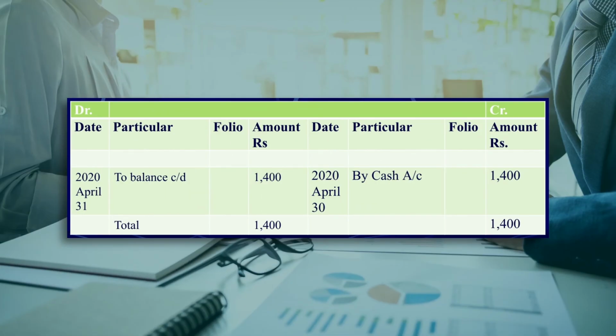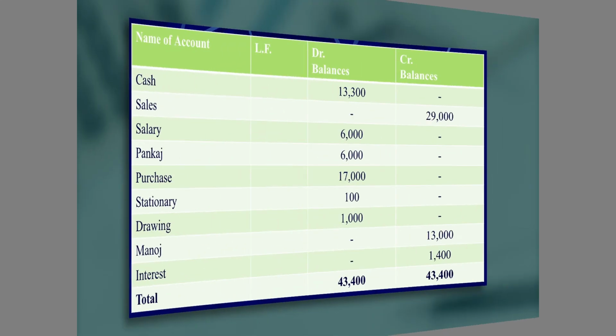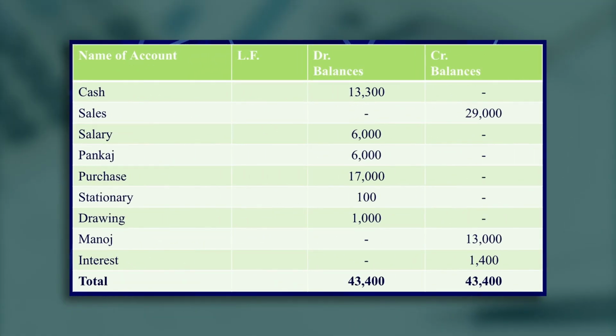This way the total of the credit side is 43,400 and the total of the debit side is 43,400. It means the totals of the debit side and credit side of the trial balance match. So this is how the trial balance is prepared with the help of the balances from the different ledger accounts. So this was all for this lecture on ledger.